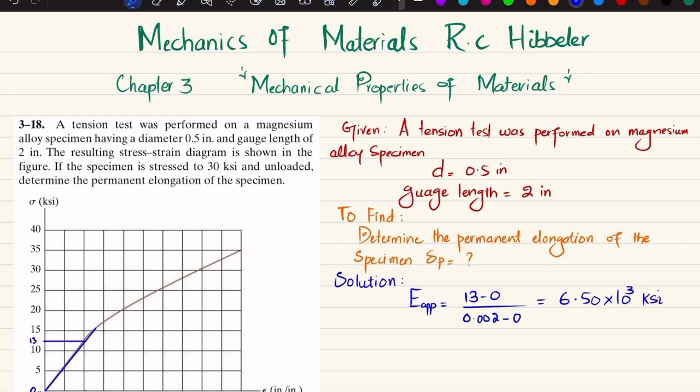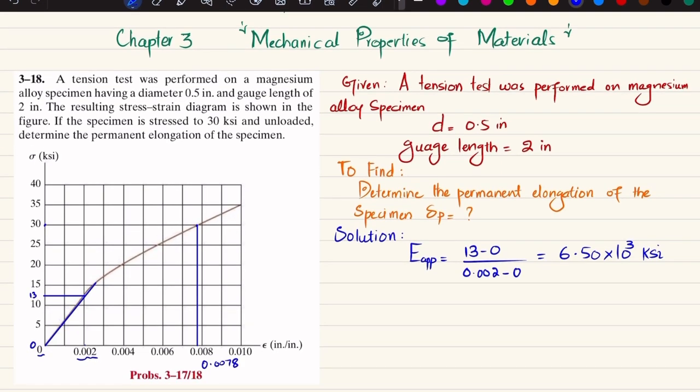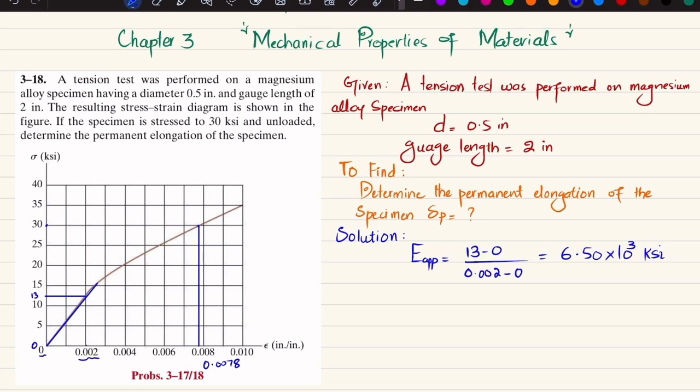Okay, now we have found this. You can see that it is given that it is loaded to 30 ksi. So at this load, the strain will be 0.0078. And after it is unloaded, it comes back, but it will not come to its original position, and it will have certain strain. So how will you find that strain? That is what we call permanent elongation.